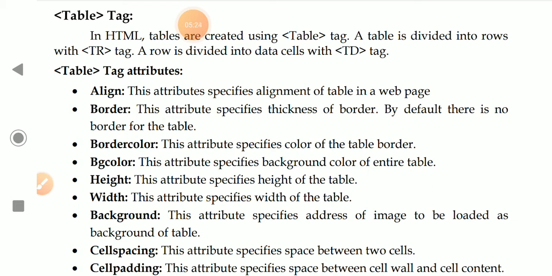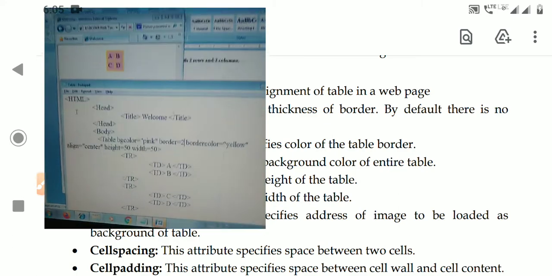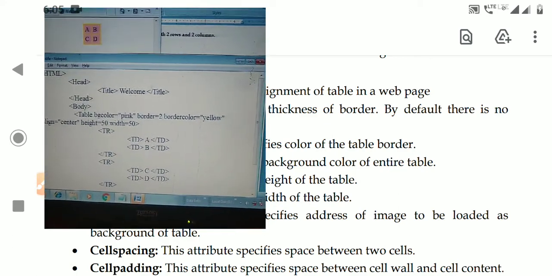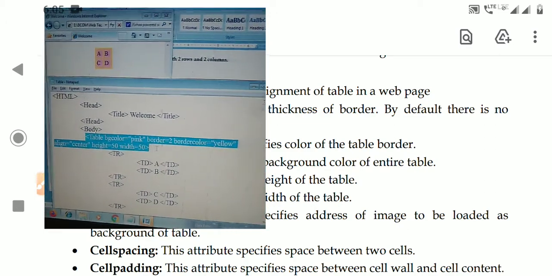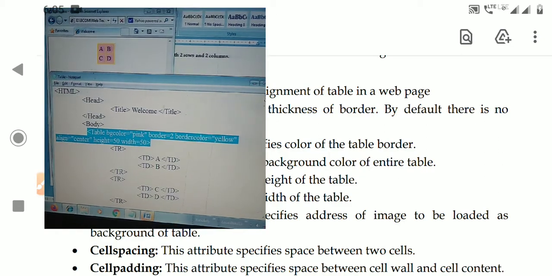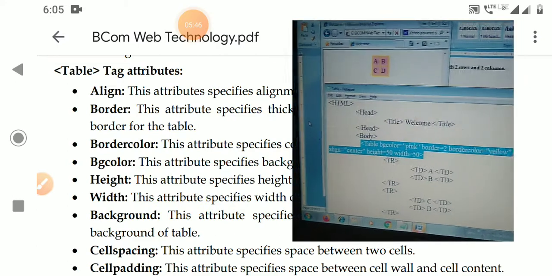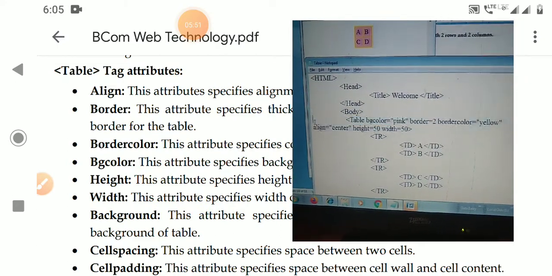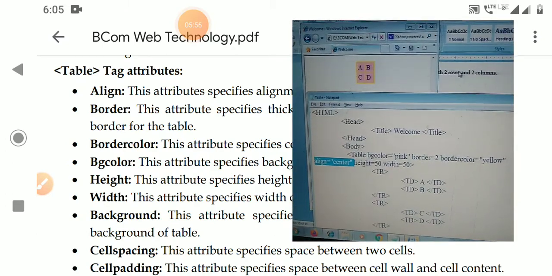I will show one example program to explain these tables. I have taken here a table tag. I have given the align attribute, align is equal to center. That means the table is displayed in the center of the web browser.